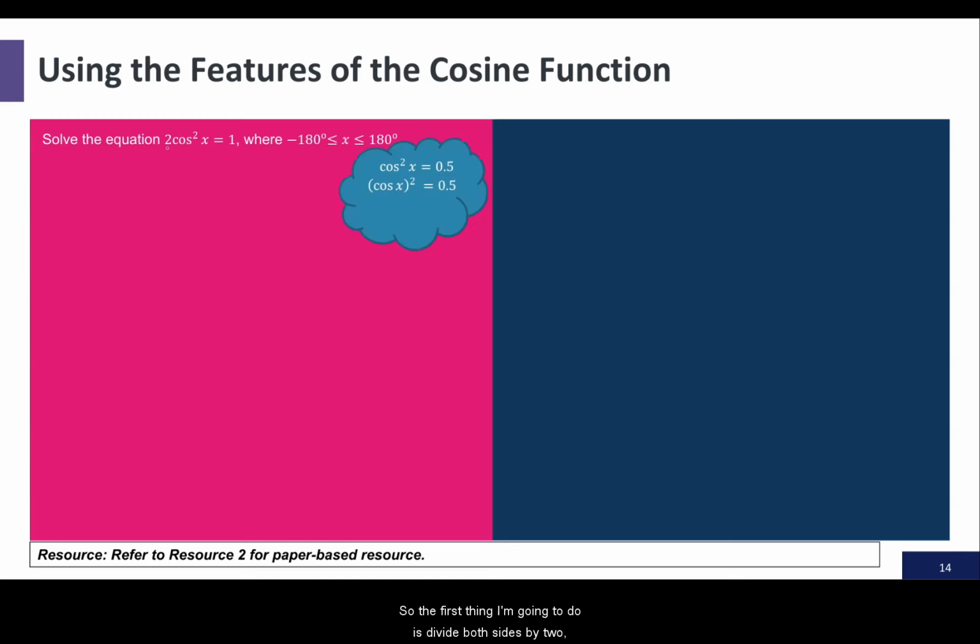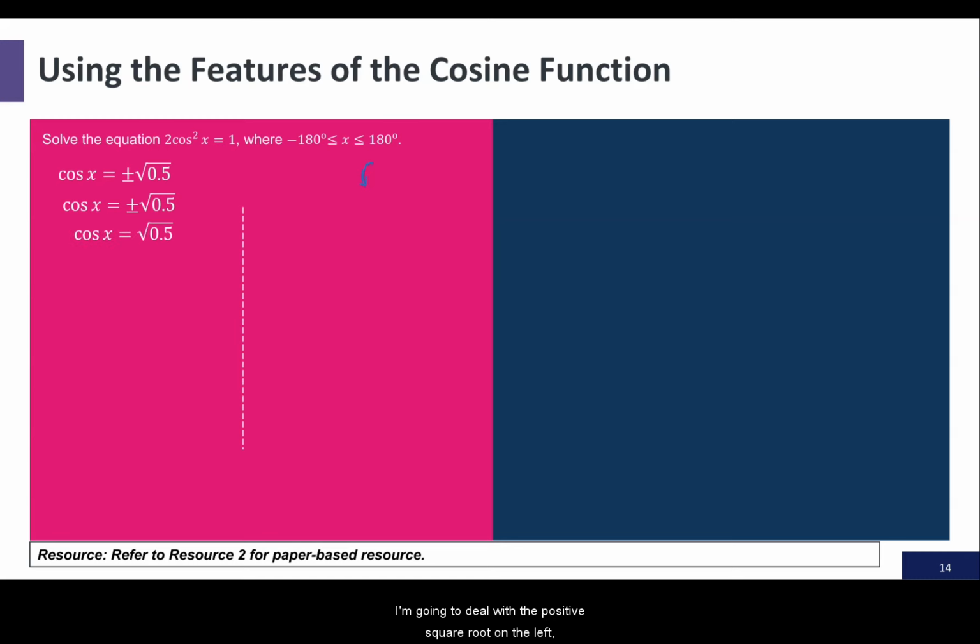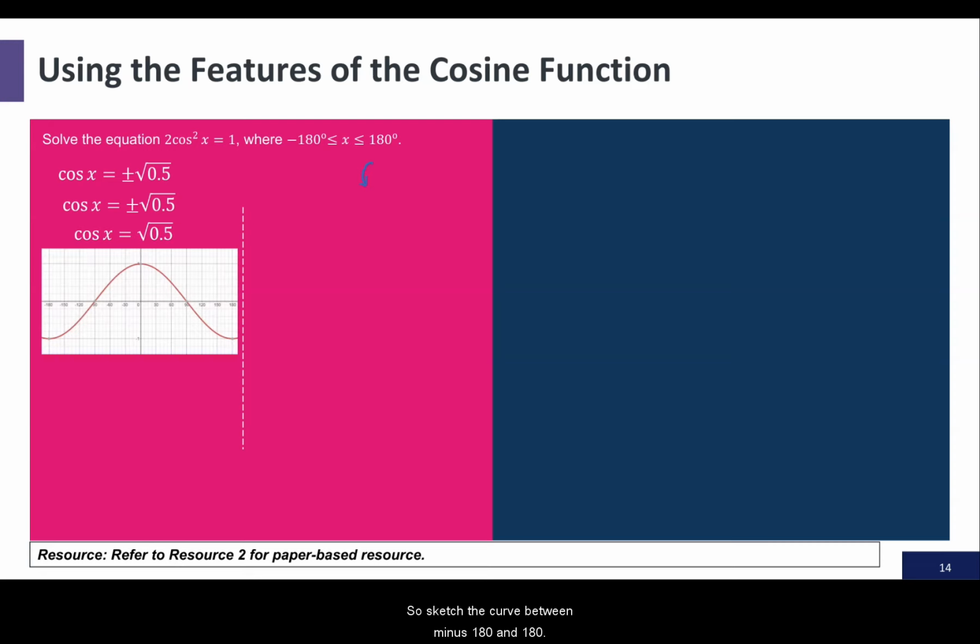So the first thing I'm going to do is divide both sides by 2, which is going to give me cos squared x is equal to a half. And we know that means cos x all squared is equal to a half, because these two are equivalent. Then I square root both sides. Therefore cos x is equal to plus or minus the square root of a half. I'm going to deal with the positive square root on the left and the negative square root on the right. So I've sketched the curve between minus 180 and 180. Just going to put where those endpoints are.